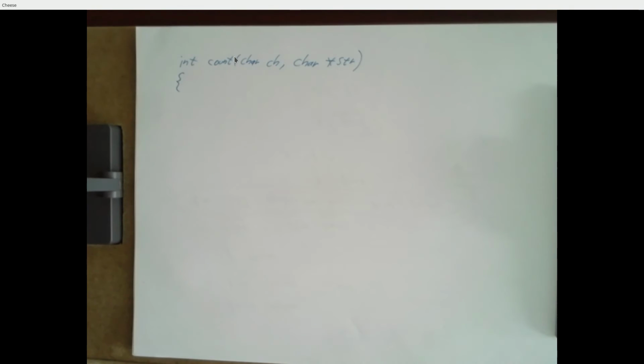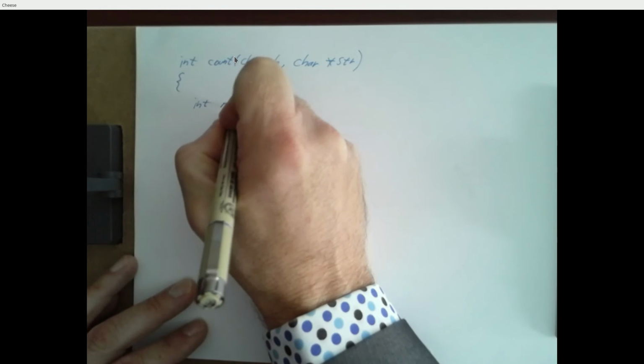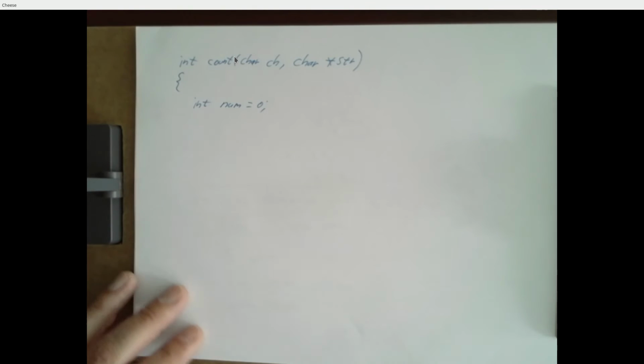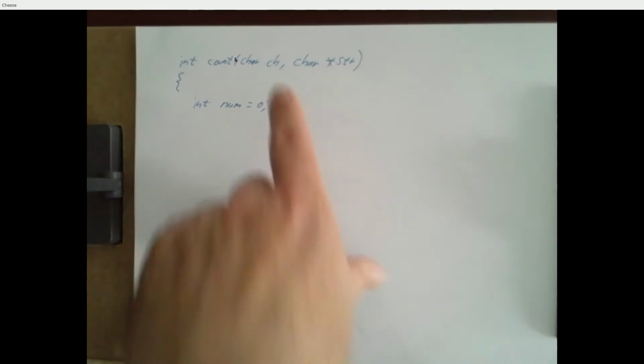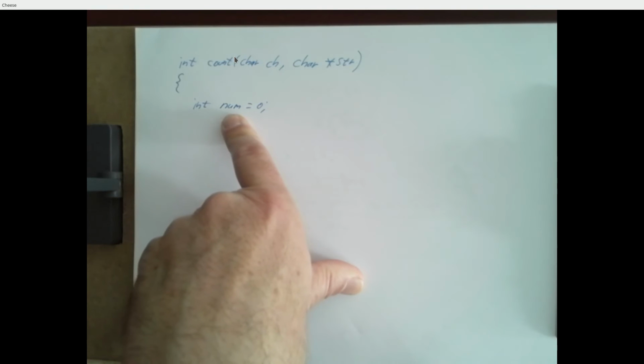Well, we want to count how many times something happens, so we need some sort of running sum. So I'll just call this num. I'll initialize it to 0. And the basic algorithm is, let's go through each character of this string str and see if that character is equal to ch. And if it is, I'm going to increment this running count, and then at the end I'll just return the count.